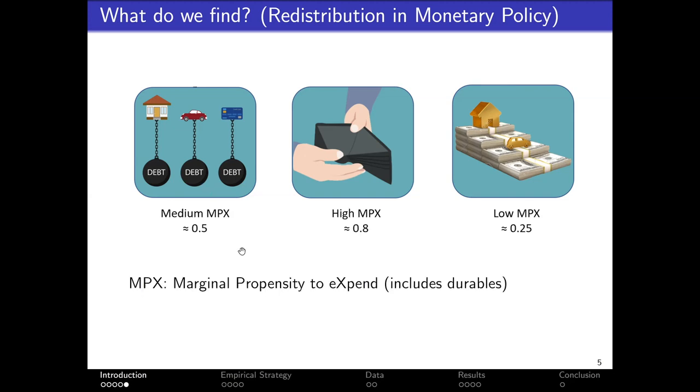So what do we find? In this paper, I'm actually going to talk about MPX, which is a marginal propensity to expend, which you can basically think of as an MPC, but it includes durable goods. So that's why I call it a marginal propensity to expend, or MPX. And we find that this group on the left has an MPX of about 0.5. The group with neither any assets nor any debts has a very high MPX of 0.8, while the wealthy about 0.25.